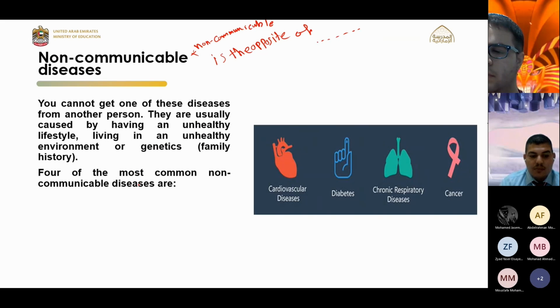Actually, they can be caused by having what? What is the question, Mustafa? My question: non-communicable diseases can be caused by what? Your lifestyle, and your genes can be passed from your family. Okay, an unhealthy lifestyle, living in an unhealthy environment, or family history or genetics.